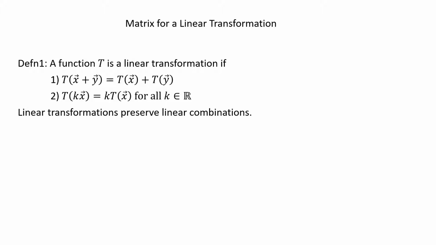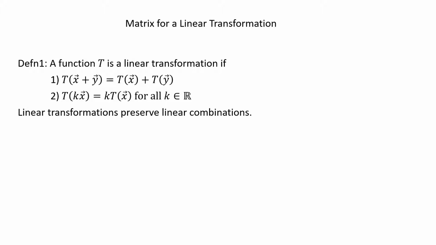The function, when applied to a sum, has to be the same as the function applied to each of the parts of the sum, where we add after we apply our function. And our function must preserve scalar multiples. So if we take the function of a multiple of x, it's the same thing as applying our function to the vector x and then multiplying by our scalar.